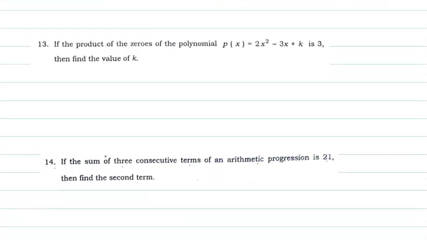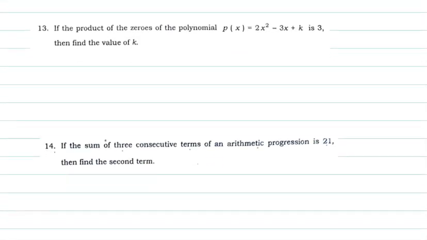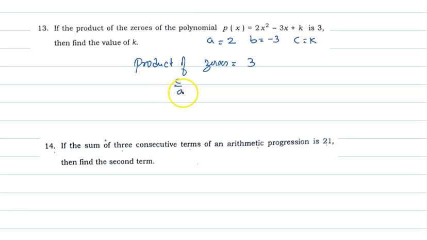If the product of zeros of a polynomial is 3, they have given the product. So the product is 3. Product of zeros is 3. So we all know to find the product we need to use the ABC values. Here A is 2, B is minus 3, C is K. What is the formula to find this? C by A. C by A is nothing but K by 2, that is given as 3. So K is equal to 3 into 2. What is the required answer for this? 6 is the value of K.